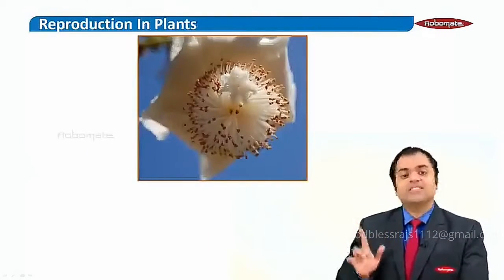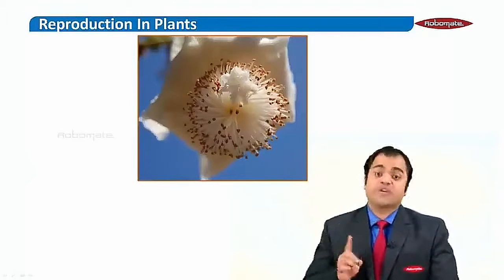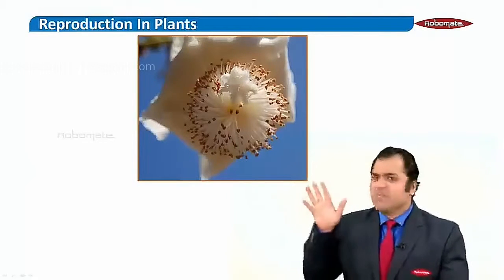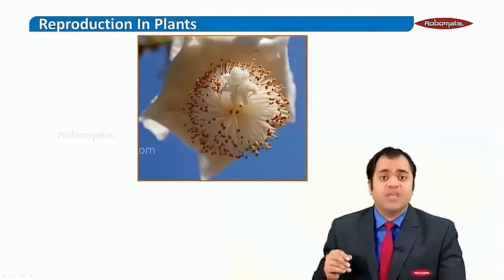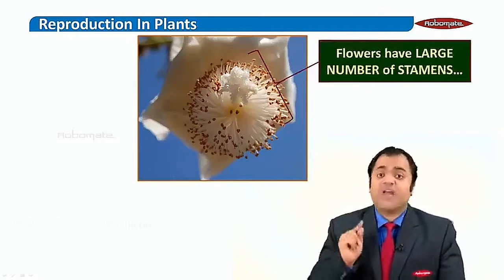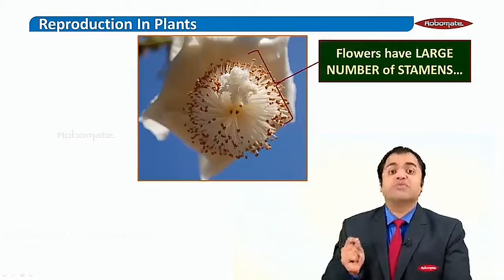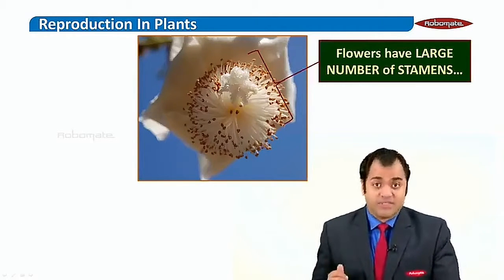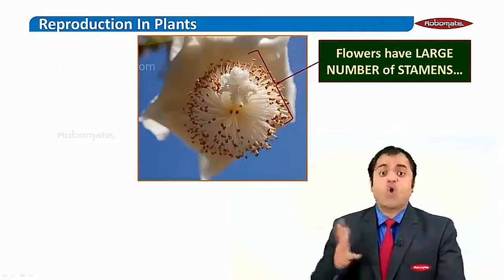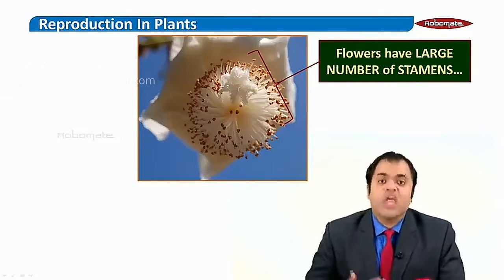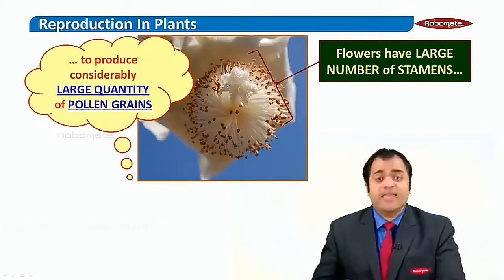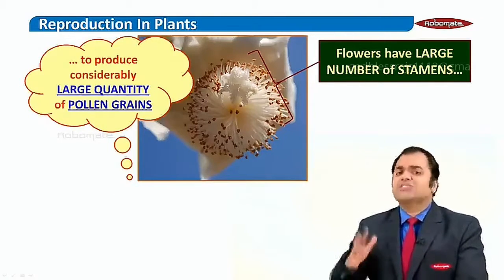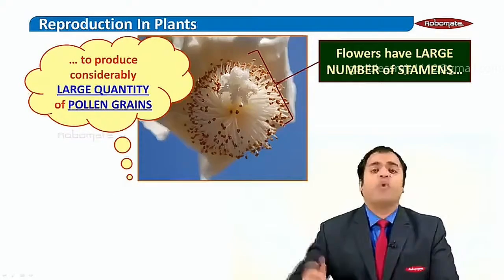Now, look at this flower of a chiropterophilous plant. Look at the number of stamens. Oh my God, there are so many stamens here. So you must know that the flowers of these plants produce a large number of stamens. Now when you are producing so many stamens, obviously you're going to end up making a lot of pollen. Is it okay? So they basically will make an extremely large quantity of pollen grains.